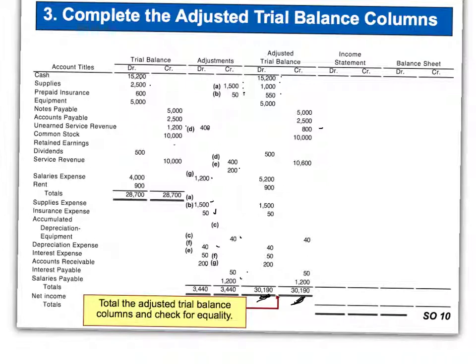Now, we sort the accounts into the income statement and balance sheet. We start with the income statement. Well, first of all, service revenue was a credit here, so it would go over as a credit in the income statement. All these expenses are debits in the adjusted trial balance. They will be debits on the income statement. So supplies expense would be a debit in the adjusted trial balance, and a debit on the income statement. And that's what we do. We sort the accounts that belong to the income statement into the income statement columns.